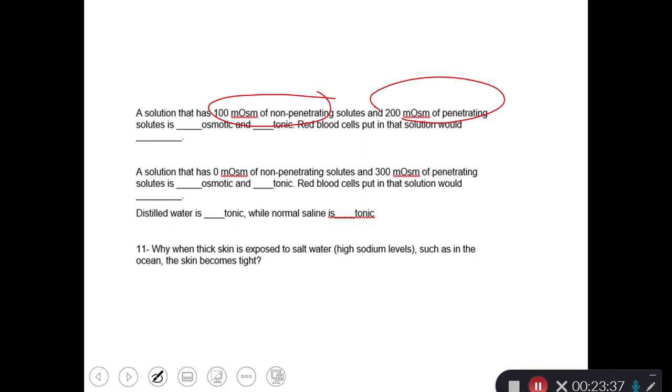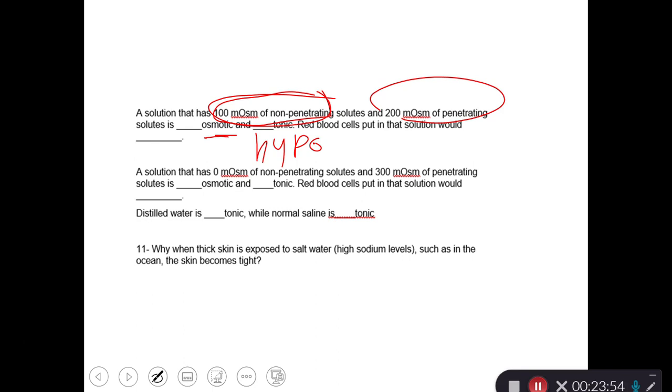How about if the solution has 100 milliosmoles of non-penetrating and 200 penetrating? Then the total is 300. This is isoosmotic and it has 100 of non-penetrating. So it's hypotonic and the cells would lyse.